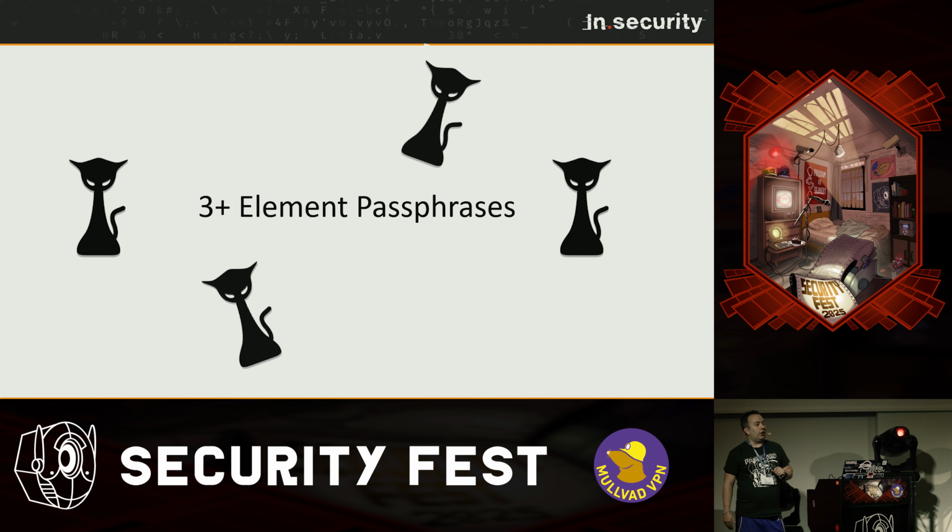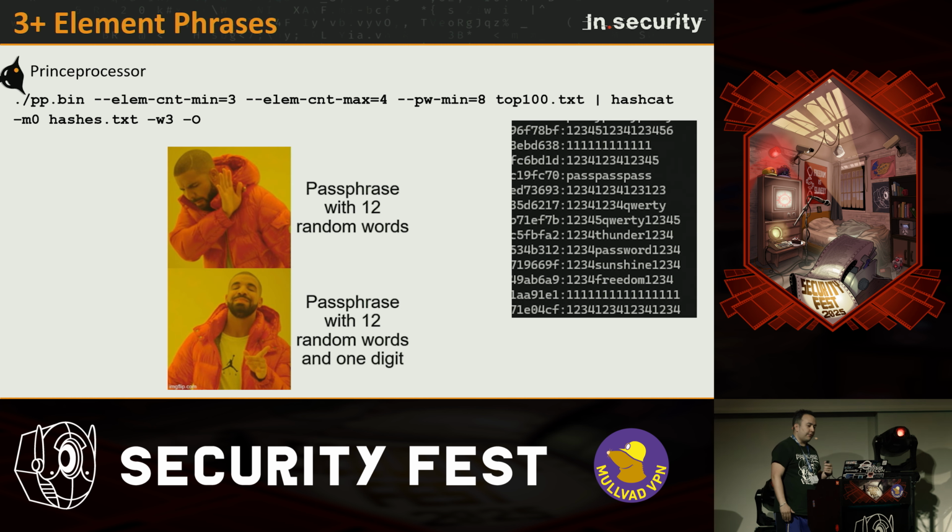But we don't want to just stop at 2 elements. Of course we don't. We want to go to 3 and 4 and above and beyond. So there's many ways we can do this also. Princeprocessor is one very, very good option. It takes a single word list as input and then generates multiple elements. You do have a fair degree of control over what you can do with this.